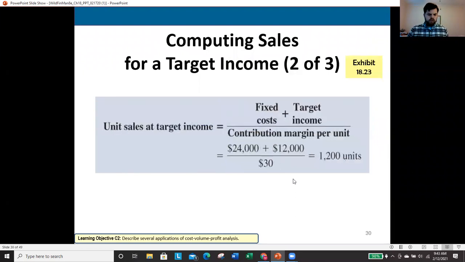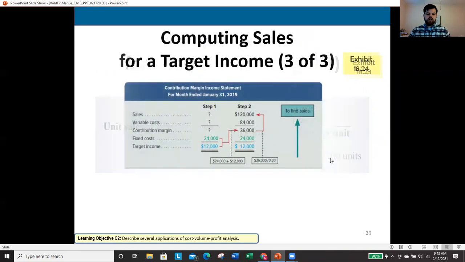$120,000. If I want to compute sales for target income using units, then I'll simply take my fixed costs plus my target income. You'll notice the numerator has not changed, but now I'm dividing by the contribution margin per unit of $30. This will give me 1,200 units. In this case, I want to actually compute sales. So we take our target income of 12,000, our fixed cost of 24. We solve up, that gives me contribution margin of 36,000. I then take advantage of the fact that I understand I've got a 30% contribution margin.